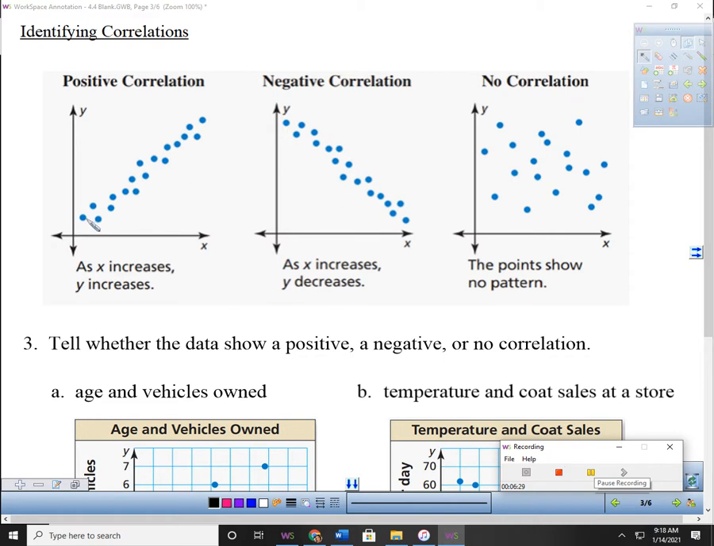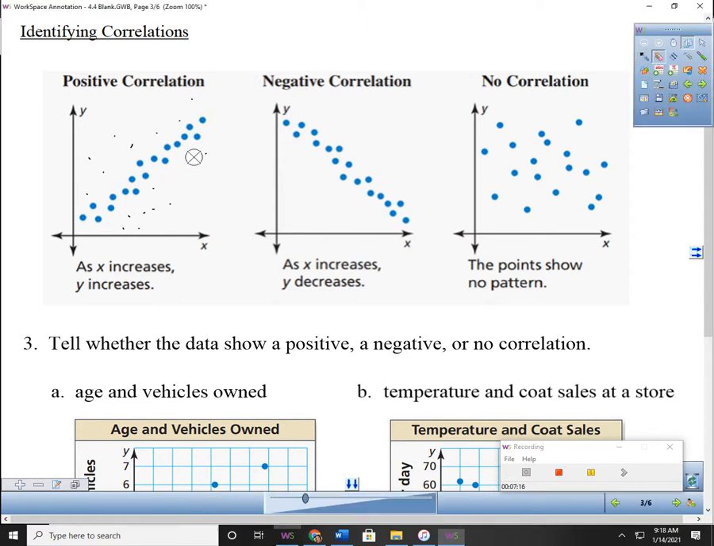Now, sometimes you can have a strong correlation, like these are really close together, or you could have a weak correlation. They're still going up, right? But they're just not as close together.